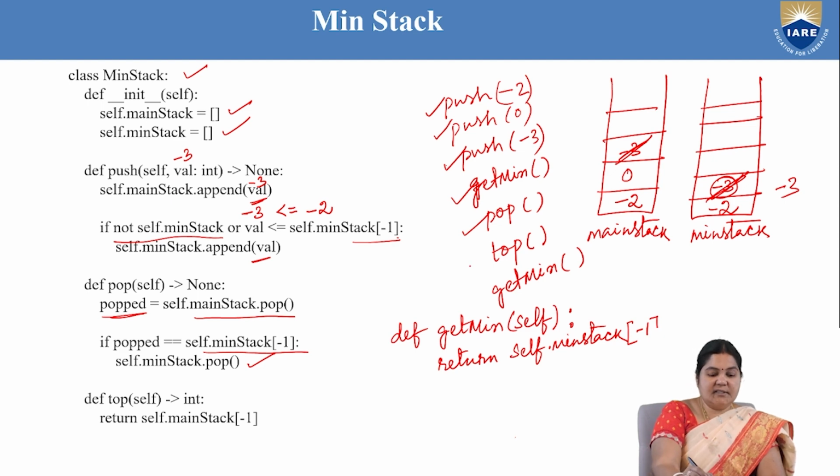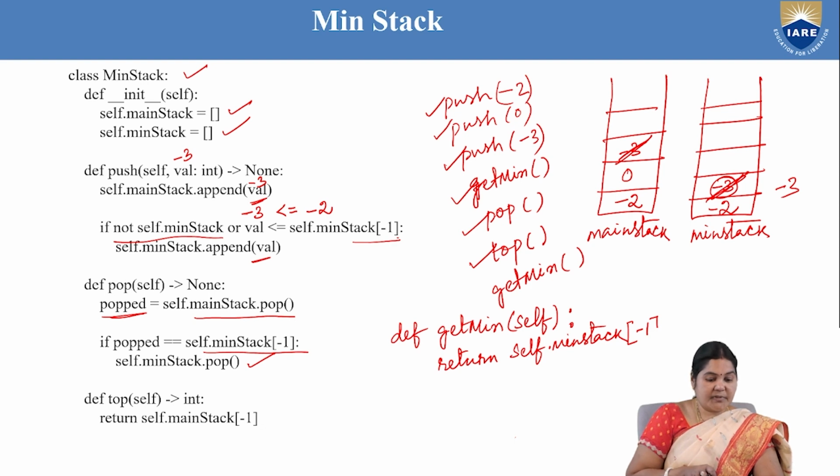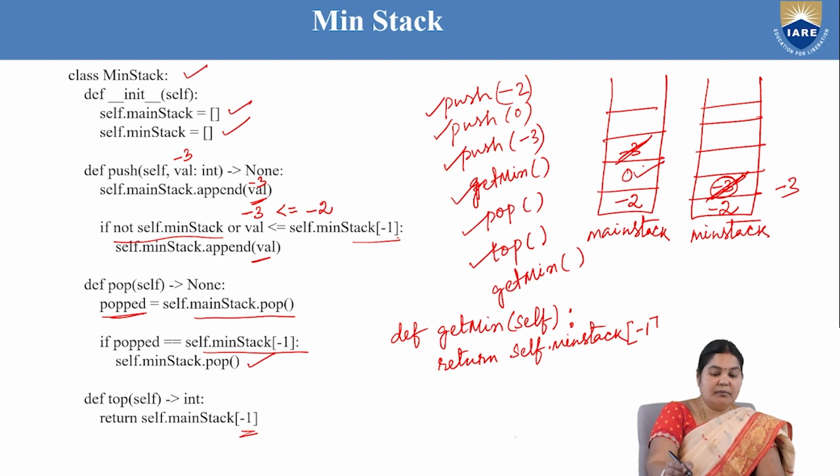Right. Next is called top. Get the topmost element. It will just display the topmost element. It will not remove the top element from the stack. Okay. So what do you have to do? self.main_stack[-1]. So the topmost element is how much? It is 0. 0 is simply displayed over here.